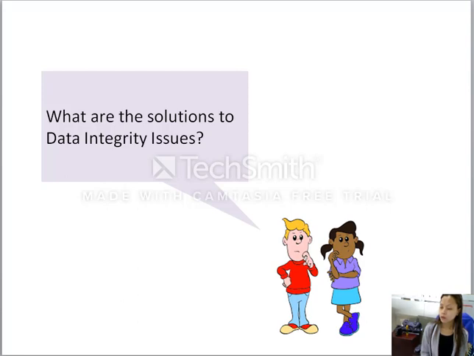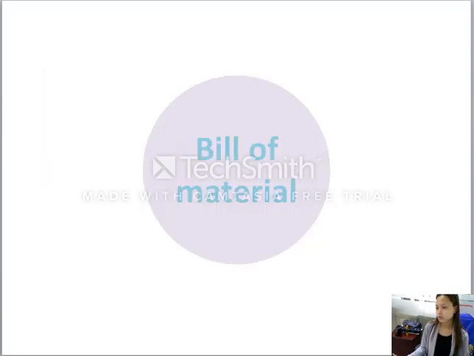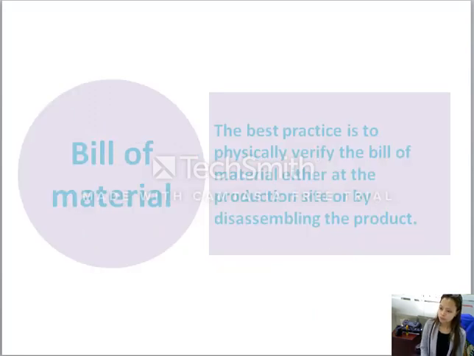Question number 2. What are the solutions to data integrity issues? Bill of material. The best practice is to physically verify the bill of material either at the production site or by disassembling the product.